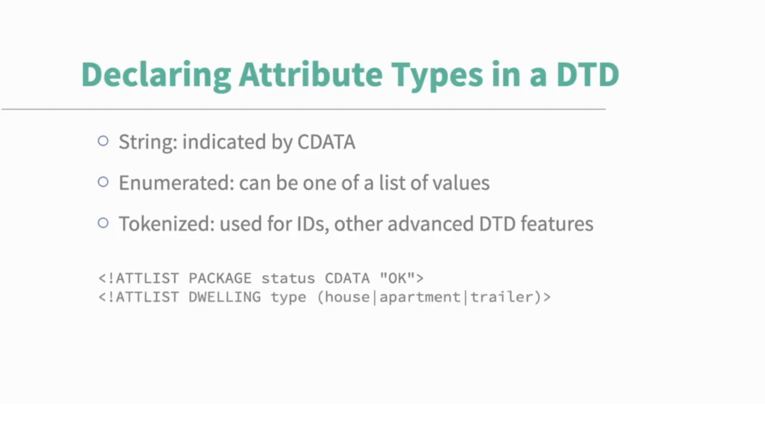An enumerated type looks like this. In this case, we're defining an attribute for a dwelling element, and the type, which is the name of the attribute, can be one of the following inside the parentheses separated by those vertical bar characters. And that's pretty similar to how you define a choice type of an element declaration. So in this case, the type attribute for the dwelling element can be either house or apartment or trailer, right? It can't be a mobile home or a condo. Those would be invalid attributes.